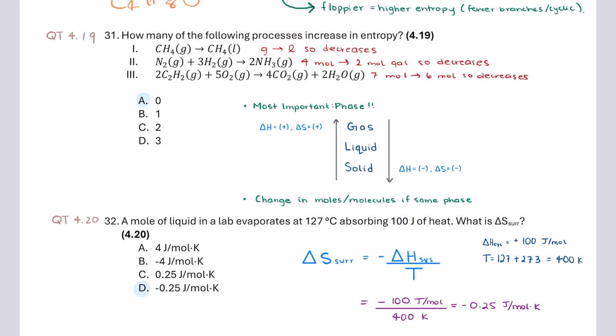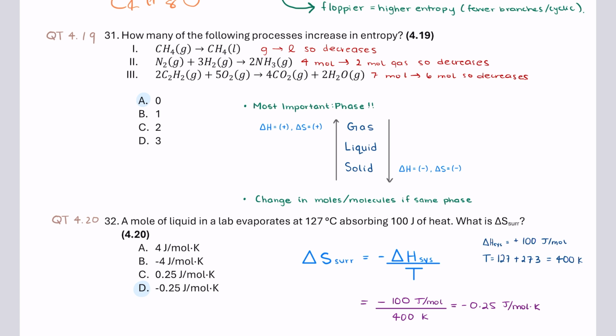So 30 is C. Problem 31 says, how many of the following processes increase in entropy? Let's go through each option. In process 1, we see methane gas turning into methane liquid. This is a phase change from gas to liquid. Since gases are more disordered and they have higher entropy than liquids, going from gas to liquid means that entropy decreases. So this does not count as an increase in entropy.